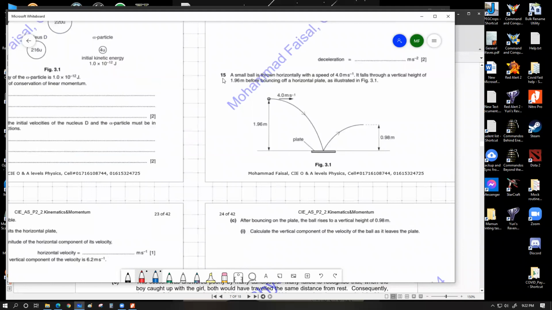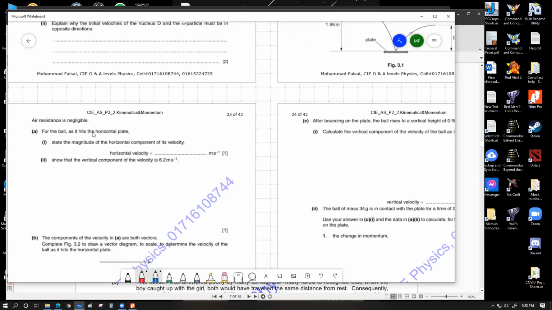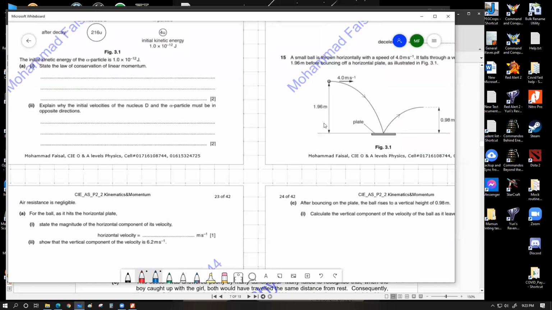Okay. Small stone horizontally with a speed of 4.0 meter per second falls to a vertical height of 1.96 meter before bouncing off a horizontal blade as illustrated in figure 3.1. Resistance is negligible for the ball as it hits the horizontal blade, the magnitude of the horizontal component of its velocity 4.0 meter per second. Show that the vertical component of the velocity is 6.2 meter per second. You just calculate it from the height.